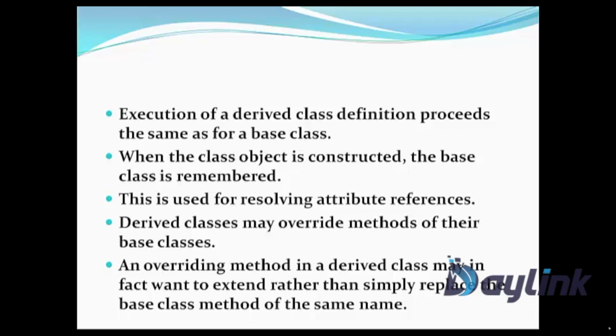This rule is applied recursively if the base class itself is derived from some other class. Derived classes may override methods of their base classes because methods have no special privileges when calling other methods of the same object. A method of a base class that calls another method defined in the same base class may end up calling a method of a derived class that overrides it.